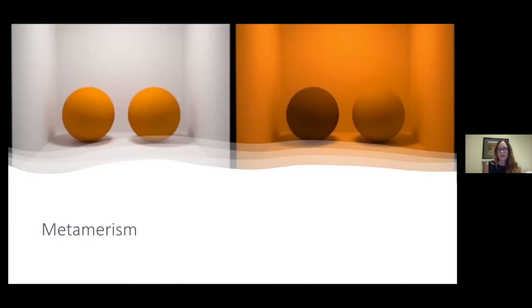So I want to start off with a teachable moment. I want to talk about metamerism. Metamerism is a phenomenon that occurs when two colors that are not actually the same appear the same under different lighting conditions. This is a psychophysical property where different contexts allow us to perceive the same objects differently.